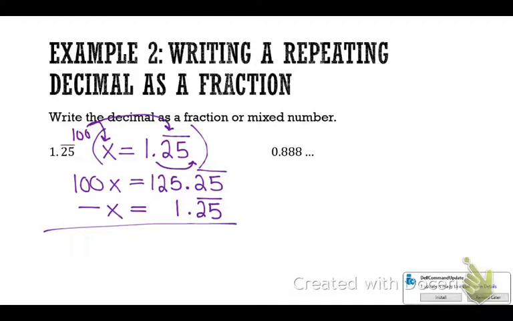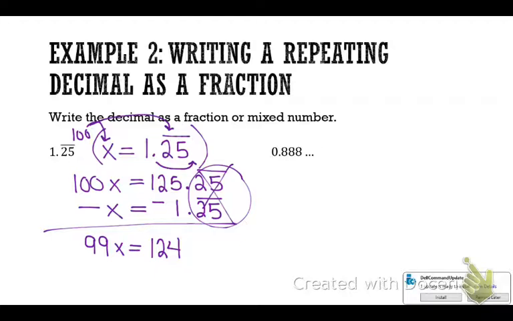What is 100x minus 1x? 99x equals, what is 125 minus 1? 124. And now watch this. It doesn't matter that these repeating decimals go on and on and on. I'm subtracting it from itself so they cancel. This cancels the repeating decimal. That's what I need.